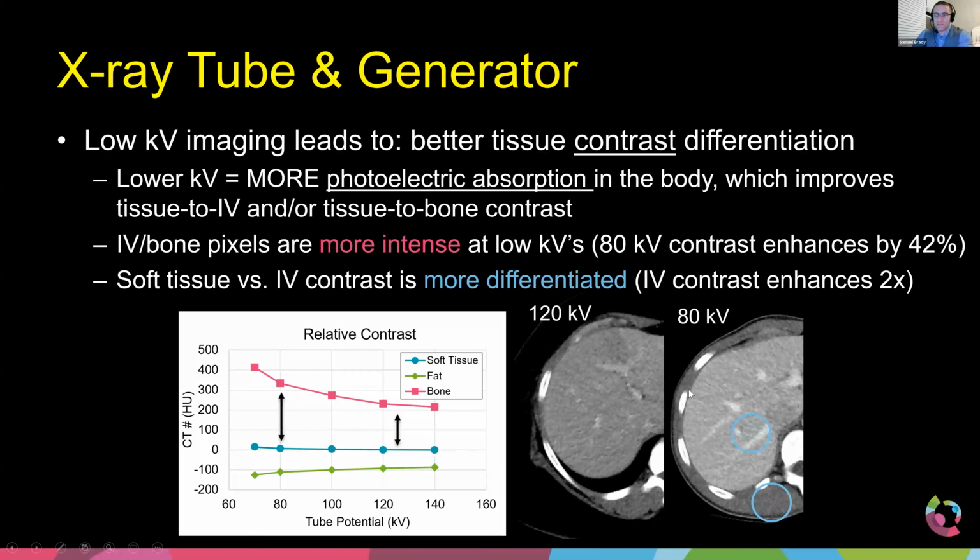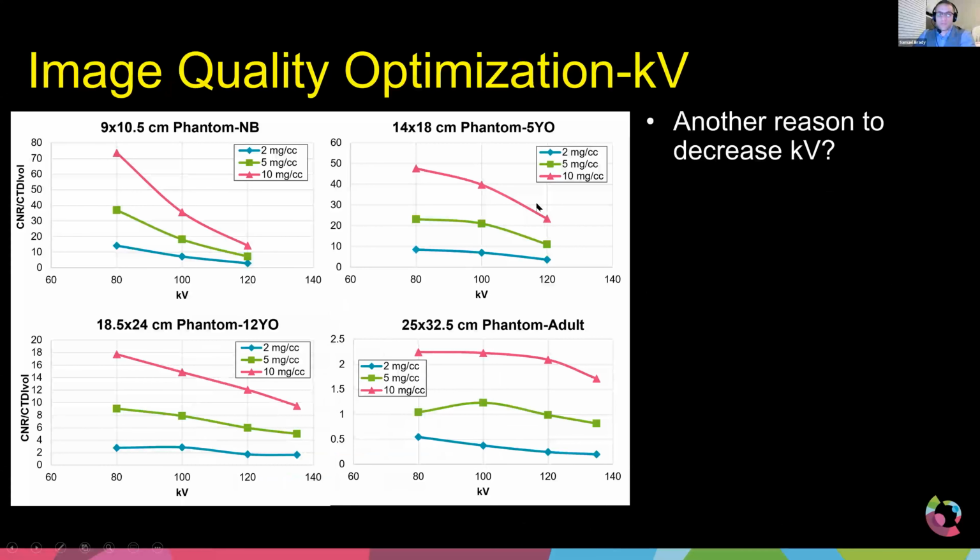So here you can see muscles, maybe even some of the fats, but mostly muscle to soft tissue that has iodine infusion in it. You can see there's more differentiation. And so these are the two main reasons why we inject IV, especially in the body, so we can see the vasculature and start to differentiate the different tissue types. But it is much more intense and much more apparent at lower kV.